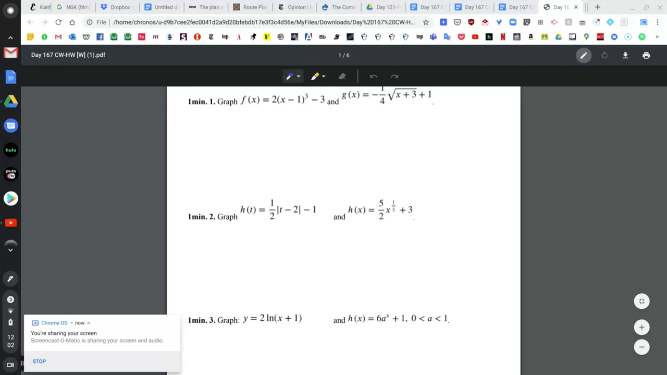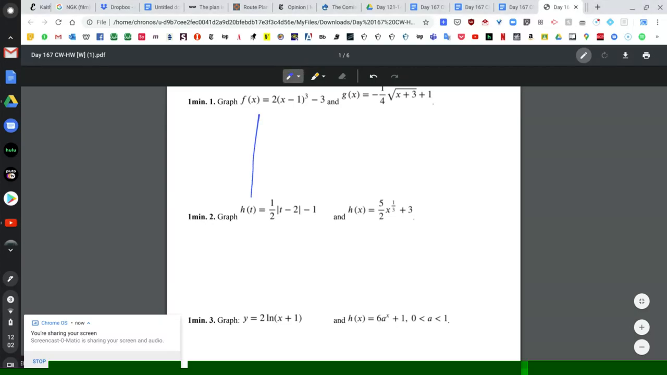Okay, the first 6, 7 questions are basically like 20-second graphing questions. Each has 2 parts, but each part should take about 20 seconds if you know what you're doing, okay? So attempt question number 1 yourselves.